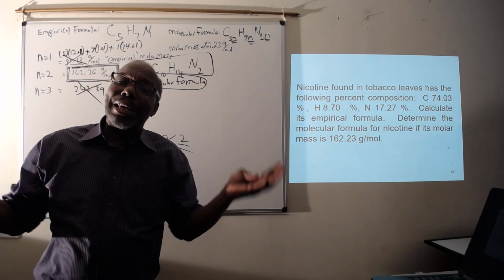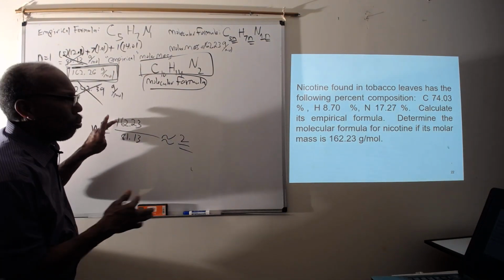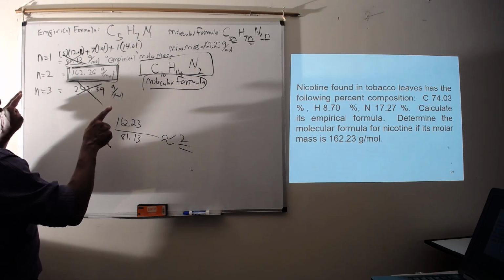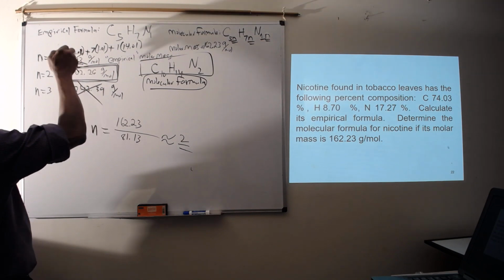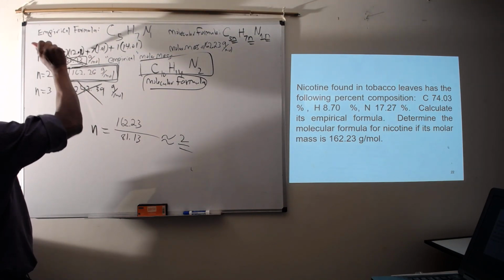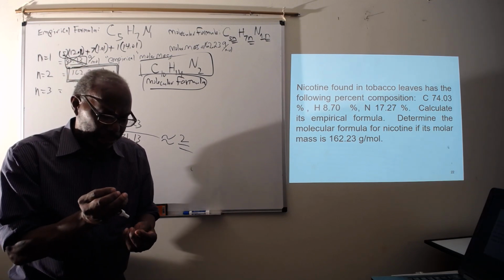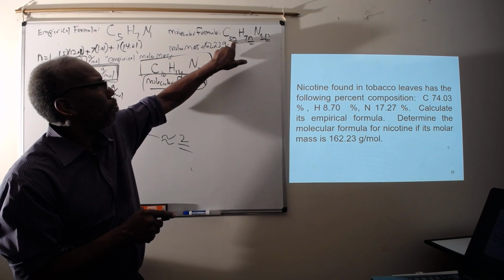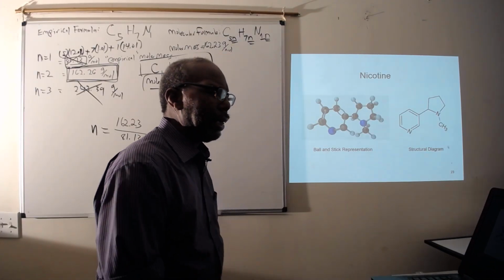Sometimes I like to do the trial and error. Sometimes I would just take the true molar mass and divide it by the empirical molar mass, and we get a number really close to whatever the number is. In this case we determined 2, and then we multiply this by 2, that by 2, and that by 2.